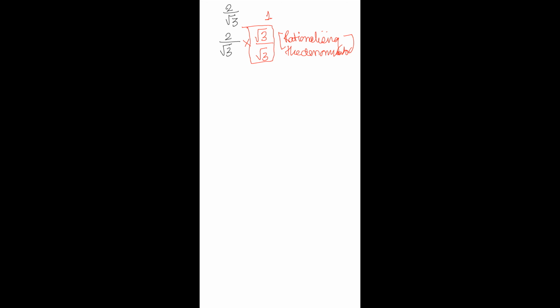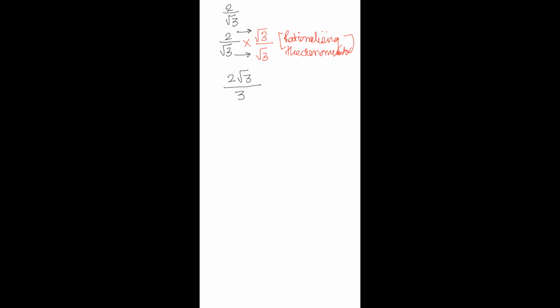So when we are multiplying 2 upon root 3 by root 3 upon root 3, we are actually multiplying it by 1 in disguise, which does not change the value or the meaning. It only changes the form a little bit. Okay. Now the numerator gets multiplied by the numerator and the denominator gets multiplied by the denominator. So you have 2 root 3 upon root 3 multiplied by root 3 becomes 3. Now you see the denominator has turned into a rational number.